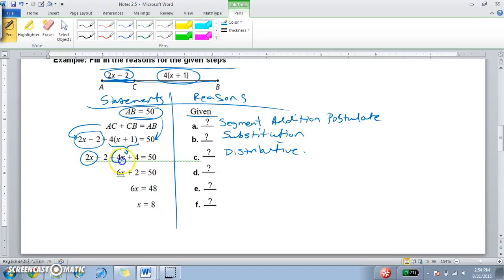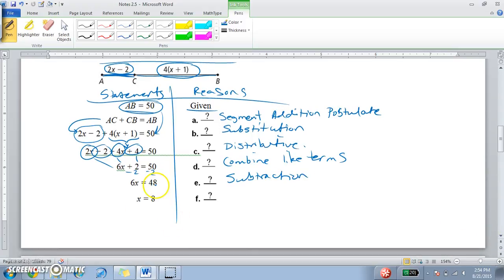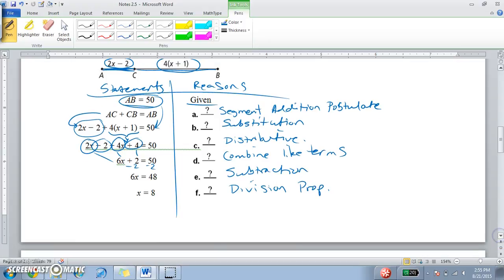Next, I went from 2x plus 4x to 6x, and negative 2 plus 4 to 2. That's just combining like terms. Next, I moved the 2 over to the other side by subtracting it. So that's subtraction property. Finally, I divided by 6 to get my answer, so that's the division property. And that's it.